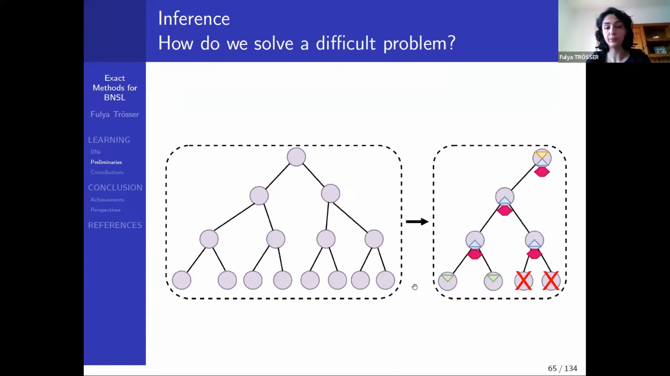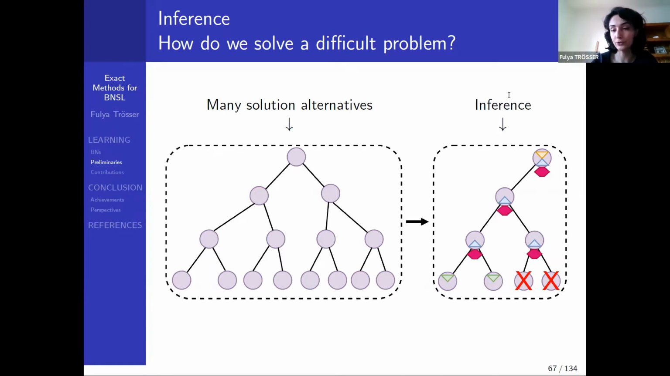Now, before we compare these two solvers, let us think a little bit about how we solve BNSL or any other difficult problem in general. Usually we have so many solution alternatives that we need to examine. We need to somehow reduce the number of these alternatives to a reasonable amount, and we do this by taking decisions and by estimating the consequences of our decisions. So we need to perform inference to have a better view of the current state of the problem in order to reduce the solution alternatives we need to examine.